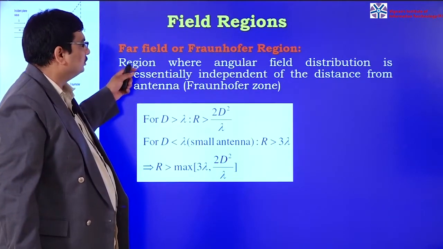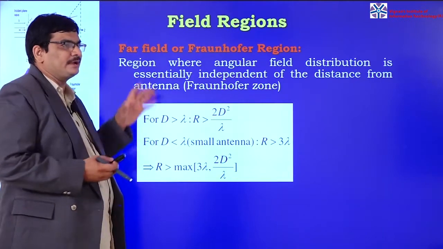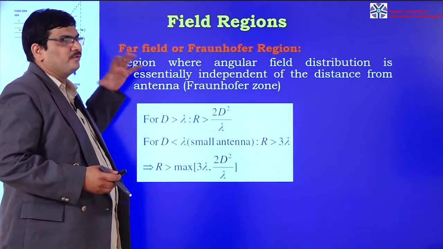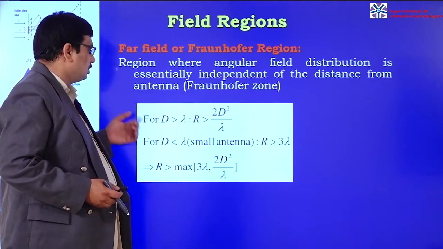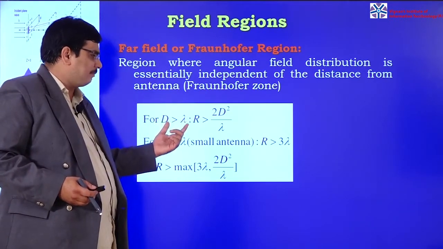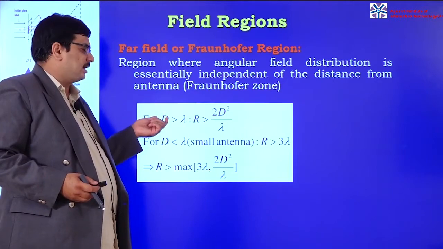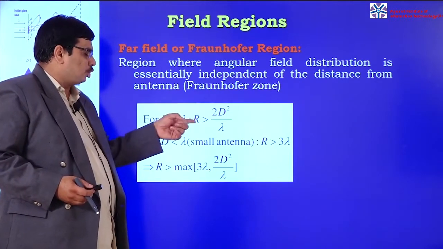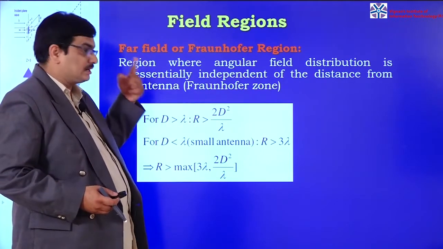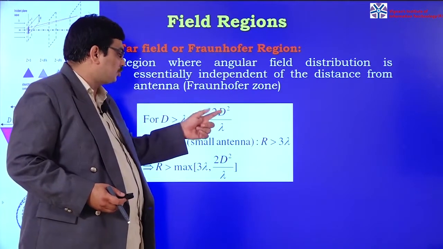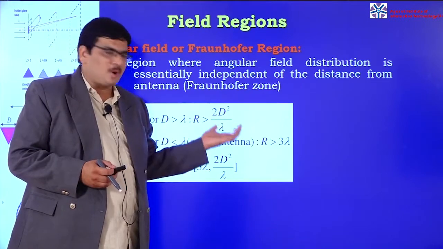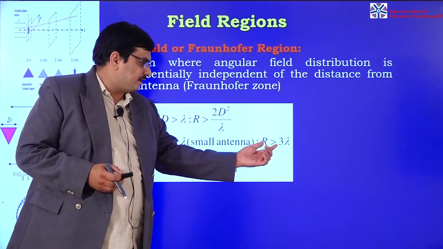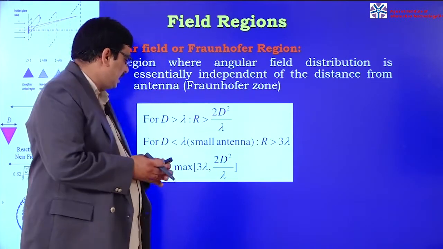And the third zone, where we get our full far field radiation pattern, is independent of the distance, where d is greater than lambda, that is, your antenna length is greater than lambda. So the distance from your antenna to that zone is greater than 2d square by lambda. Suppose you are taking a very small antenna, then your region is greater than 3 lambda.